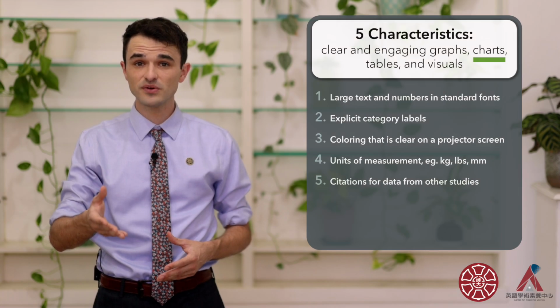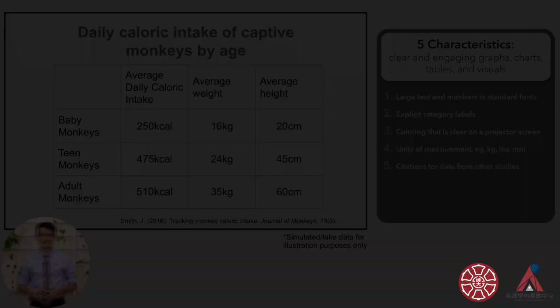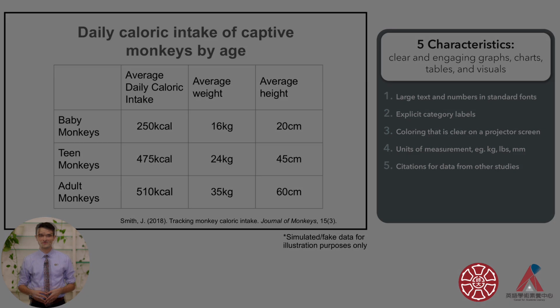Let's look at a good example that has all of the characteristics of a clear and engaging chart. I can see large text and numbers in standard fonts. I can see explicit category labels. This chart uses black coloring that is clear on a projector. And I can see units of measurement, kilograms and centimeters.